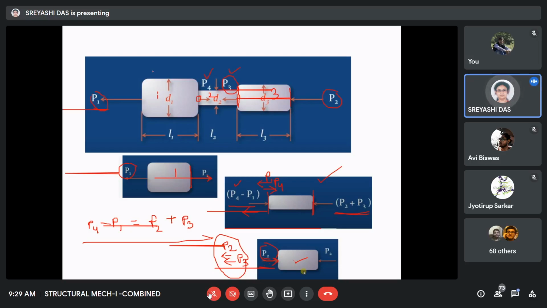So the deformation for part 1 will be tensile. As the load is tensile, it will elongate, so there is a plus. For the second part, it is a compressive load, so it will be minus. That is, the length will decrease. And for the third part, again it is a compressive load, so there will again be a minus. So the length will decrease. So the net elongation will be plus this one, minus this one, and minus this one.